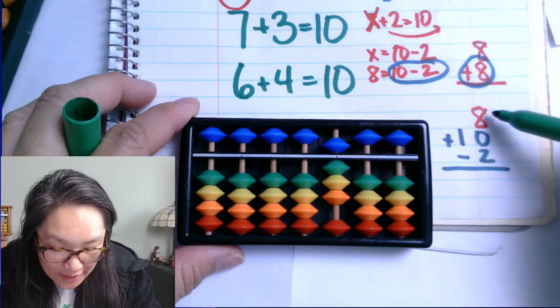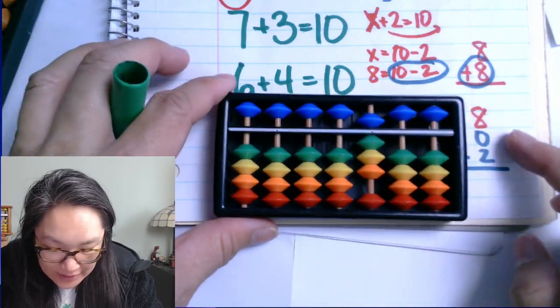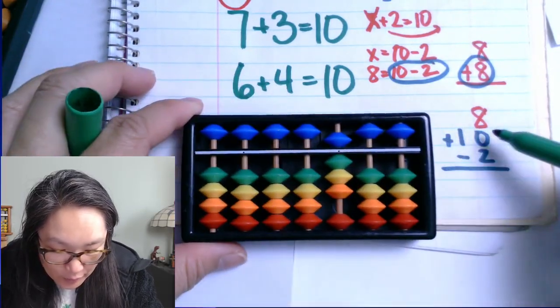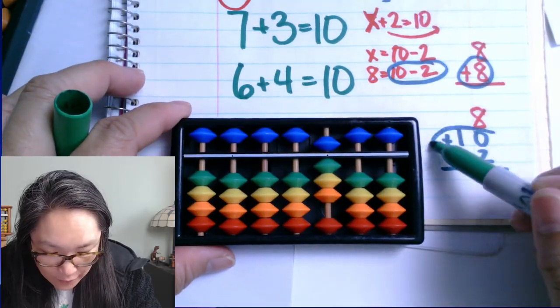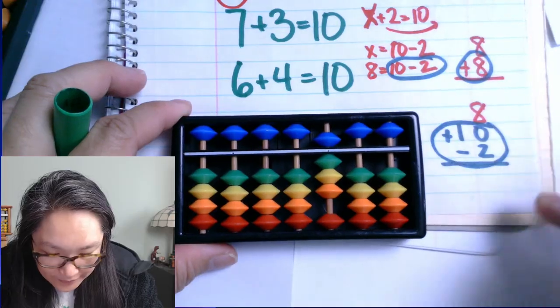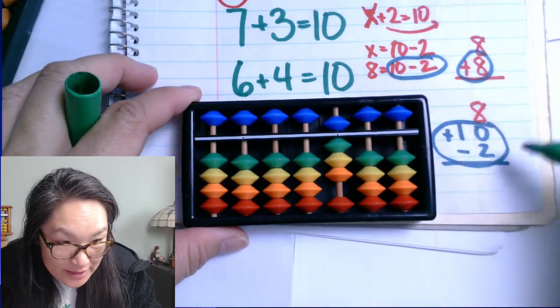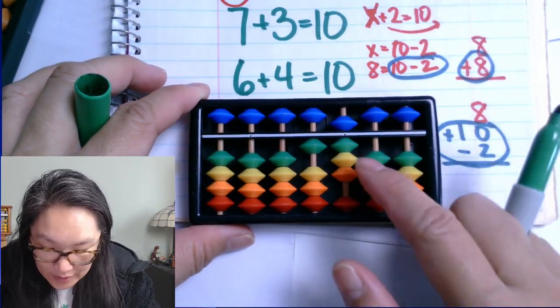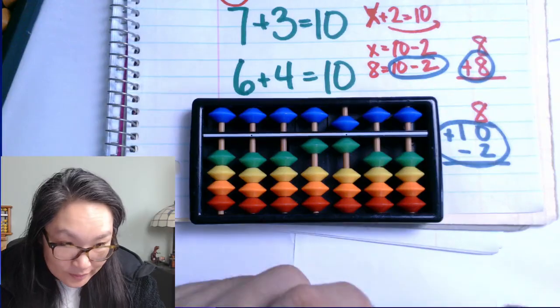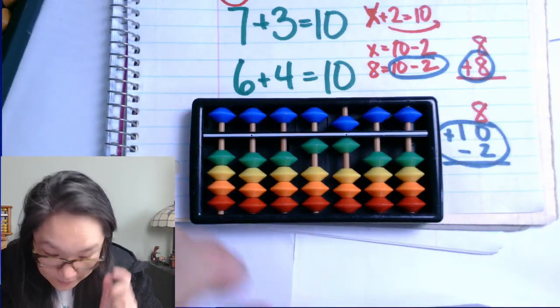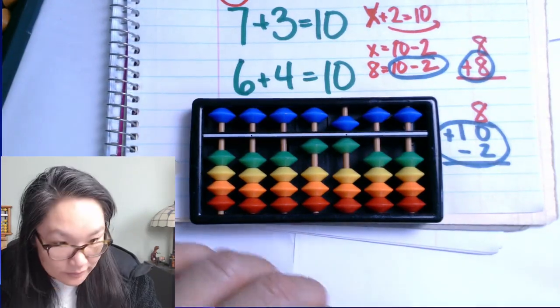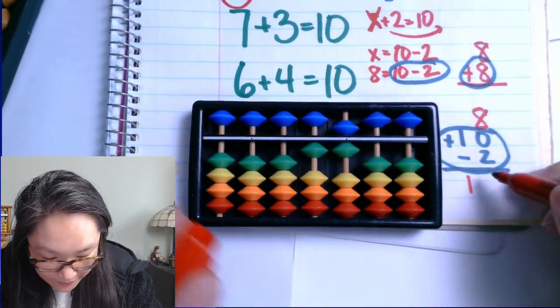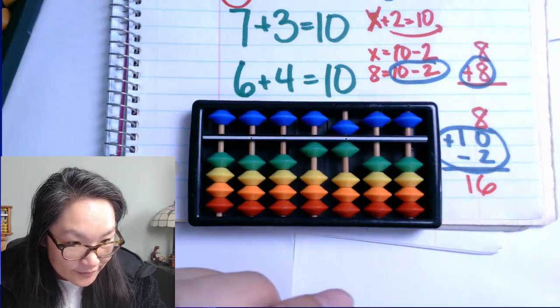So when we look at it, it's 8. So we have 8. I have 8. And then this is my formula. And what I did is I replaced it. So I did the 10, and then I take away the 2. So then my answer is 16.